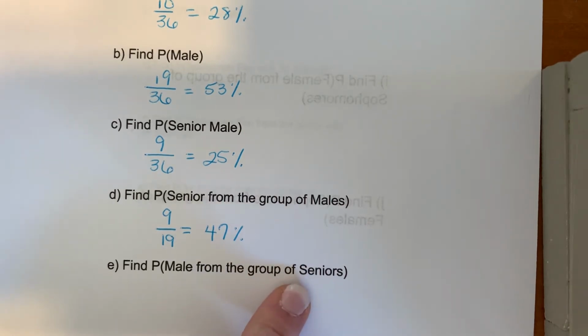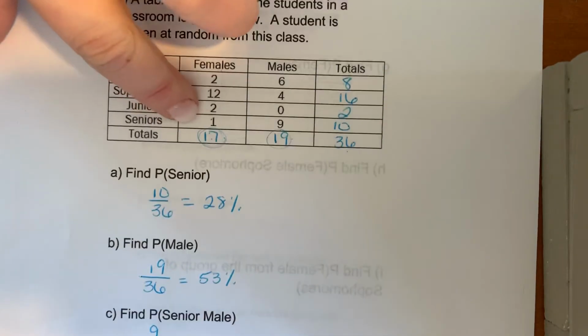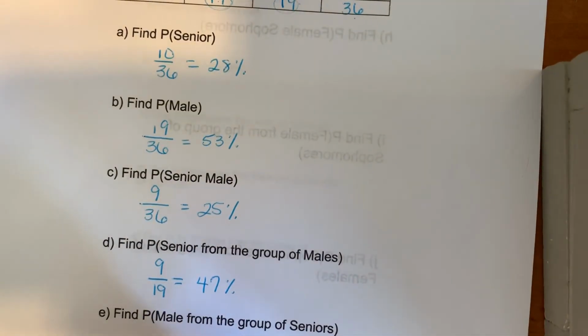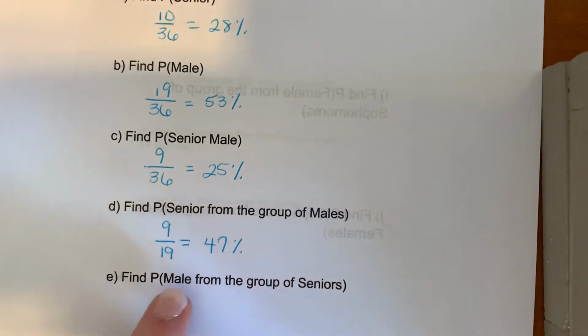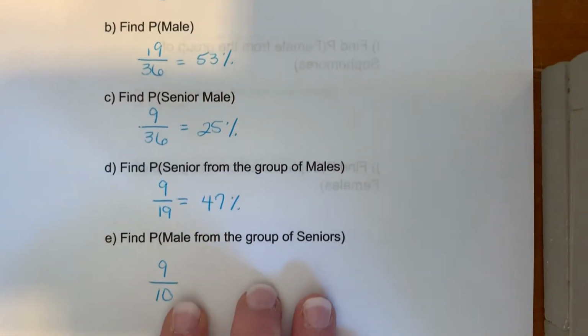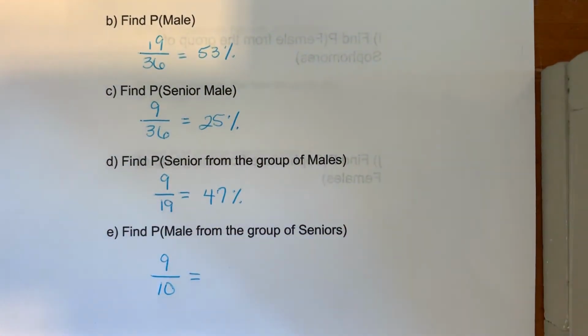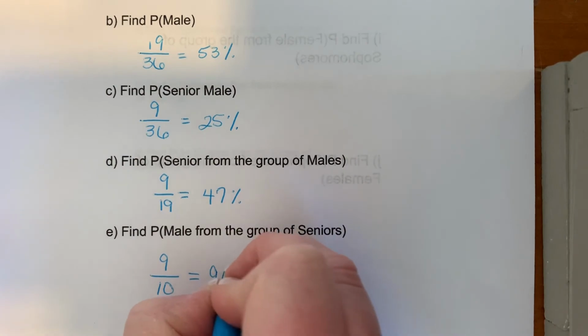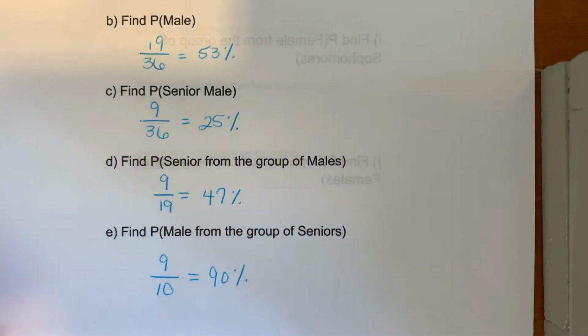So how many seniors total are there? Well, there's 10 total seniors. And out of those 10 total seniors, what's the probability that I'm going to choose a male? Well, how many male seniors were there? There were 9. So I have a 9 out of 10 chance to pick a male senior from the group of seniors, which is a 90% chance I'm going to pick that male from this group of seniors.